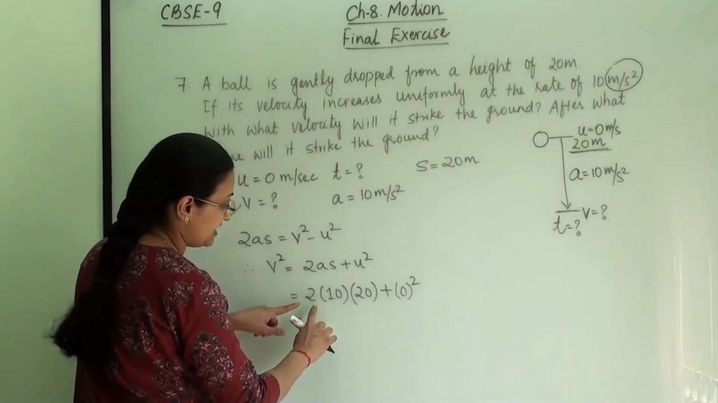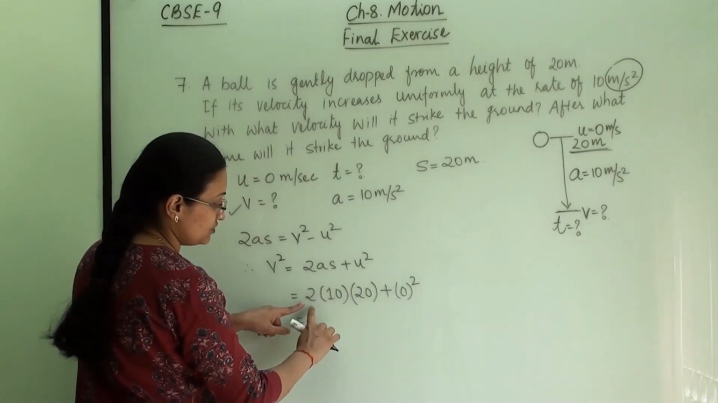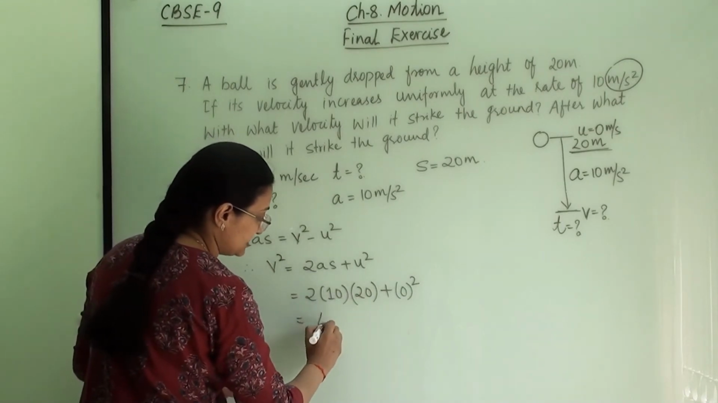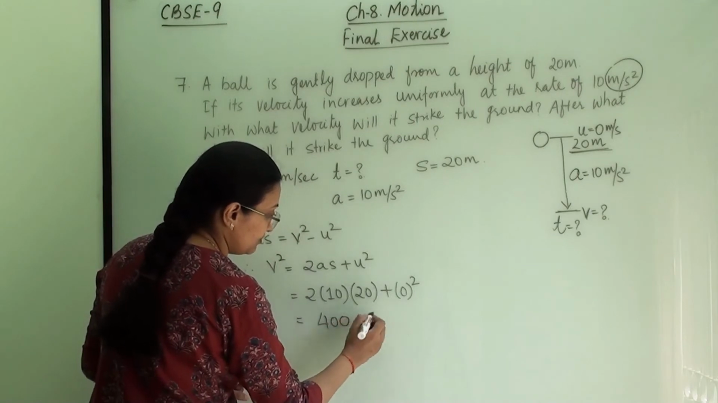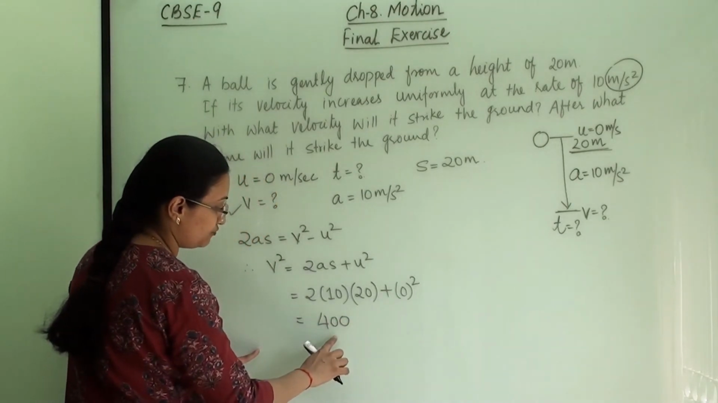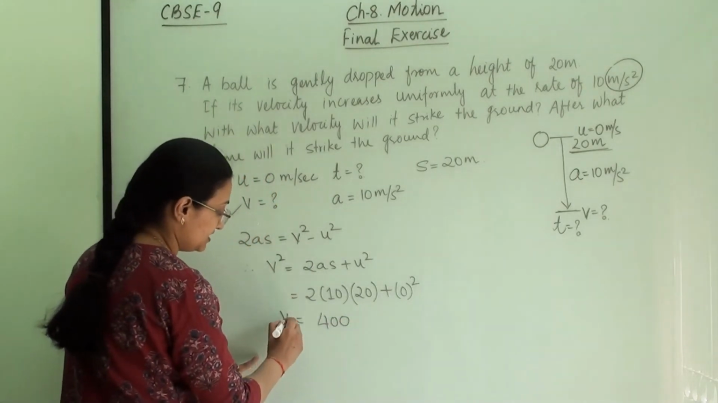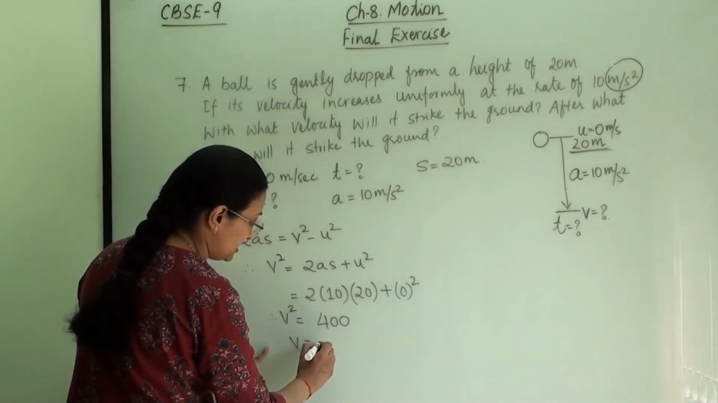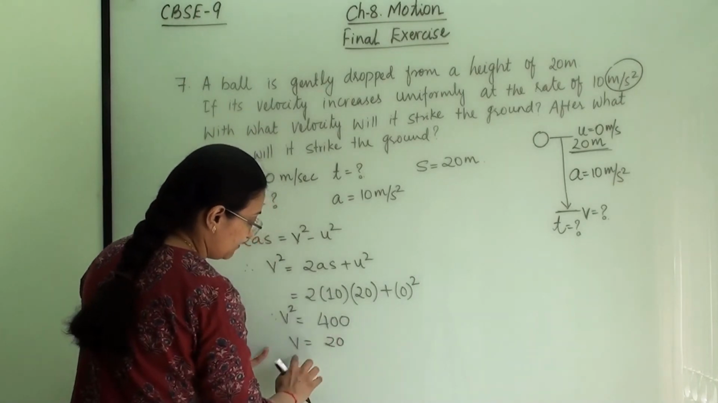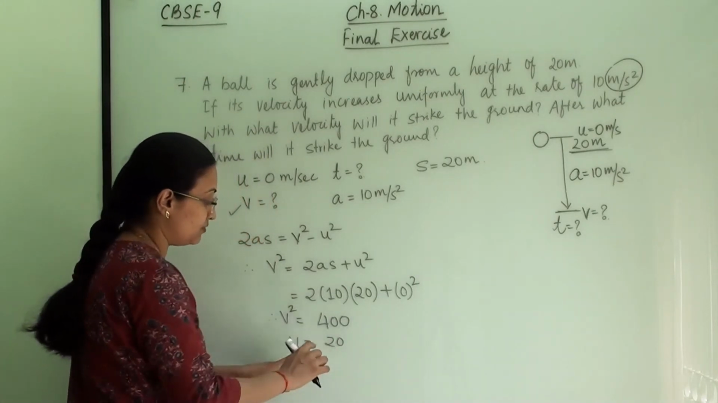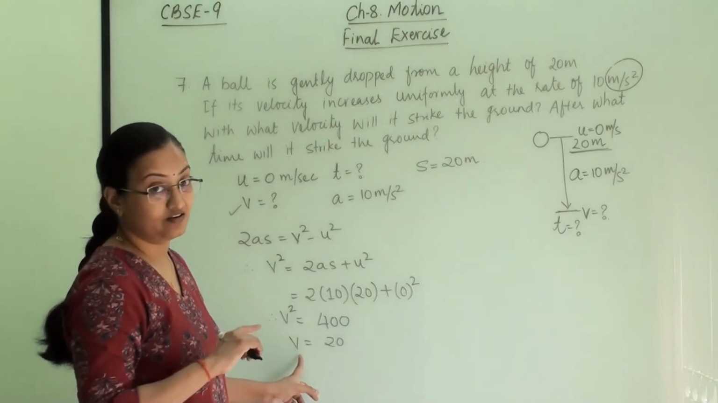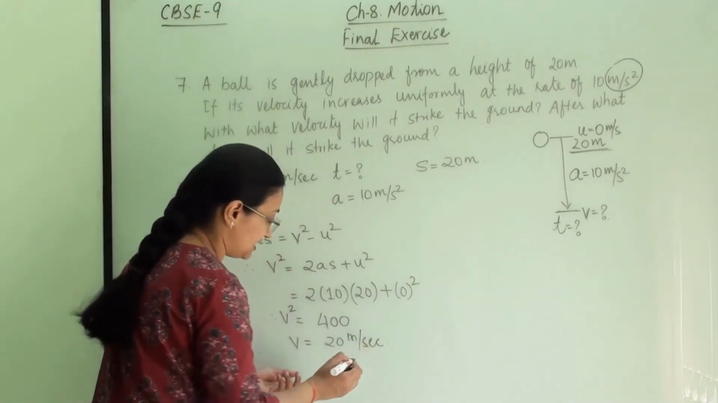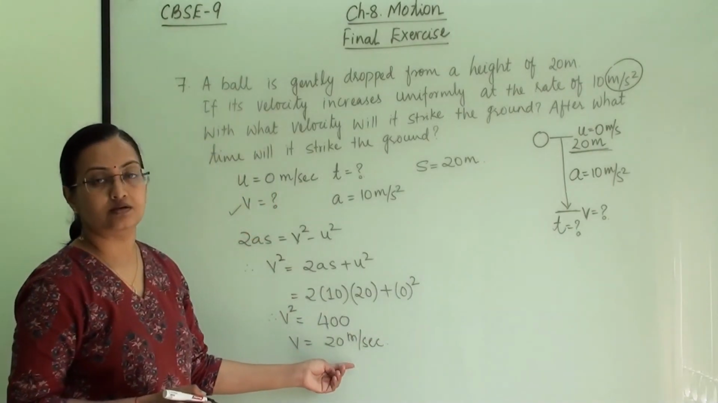So here we will get 2 into 10, so it is 20. 20 into 20, so we will get 400 plus 0. So it is going to be 400. Now this is v square. So if we take the square root on both sides, we will get v equals 20. Now v is our final velocity, so this 20 is meter per second.